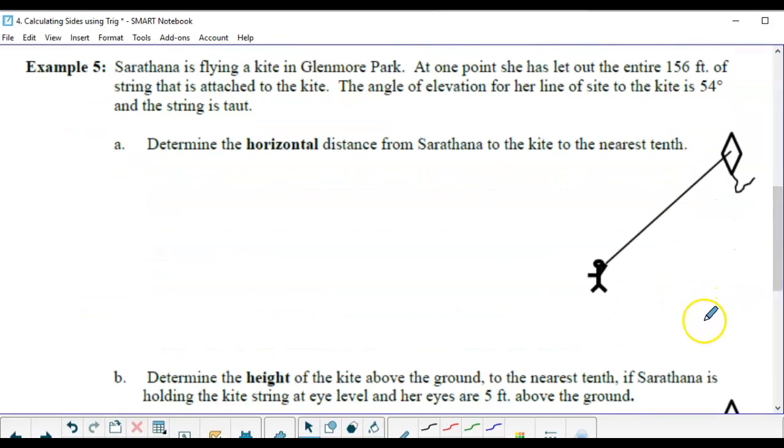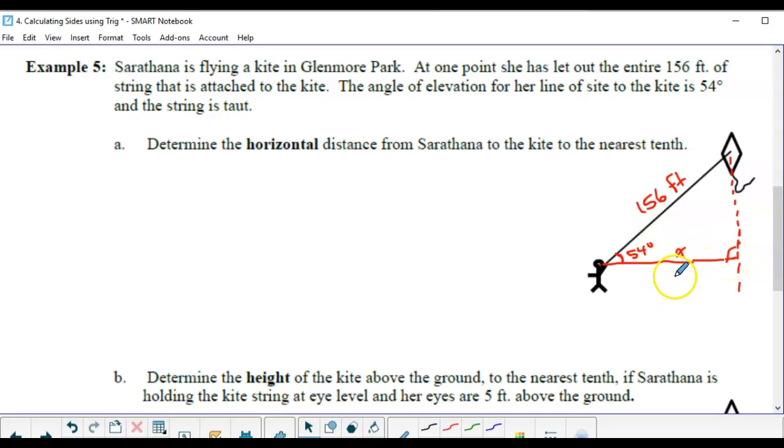Next one, Sarah Thana is flying a kite in Glenmore Park. At one point, she has let out the entire 156 feet of string. That's your string. The angle of elevation for our line of sight to the kite is 54. So you want to compare then from the horizontal. So there's a horizontal line, or pretty close, and that's going to be 54 degrees. Determine the horizontal distance from Sarah Thana to the kite. So basically, not that you'd always do this, but we want to know what this distance is here.